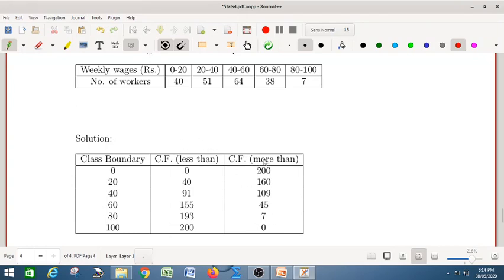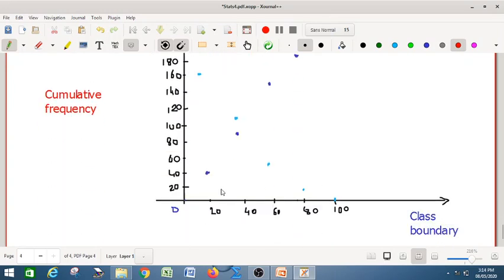And similarly, we can explain the cumulative frequency of more than type. How many workers are above 0? 200. How many workers are above wage 20 rupees? 160, and so on. So this is more than type data, and this is less than type data. Clear? So this is how the table is. Now come to the diagram.